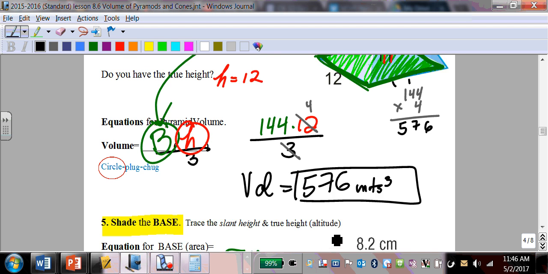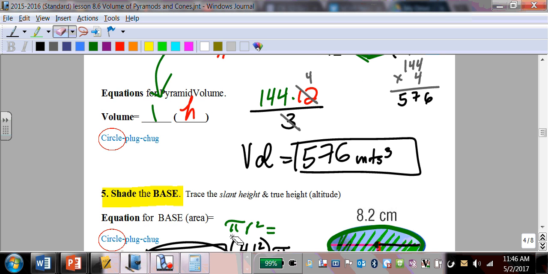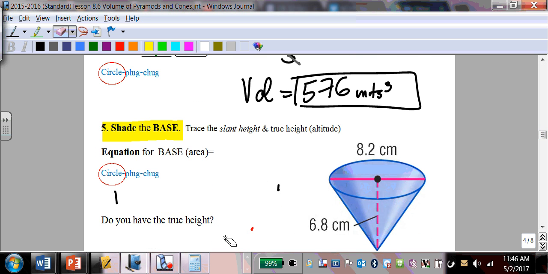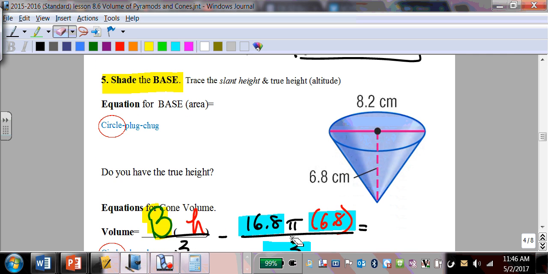Let's do another one. It's really simple. All prisms and cylinders are base times height. All cones and pyramids are base times height over 3. The only other thing you're going to learn is a sphere, and that's something else completely different. You'll get that tomorrow night.